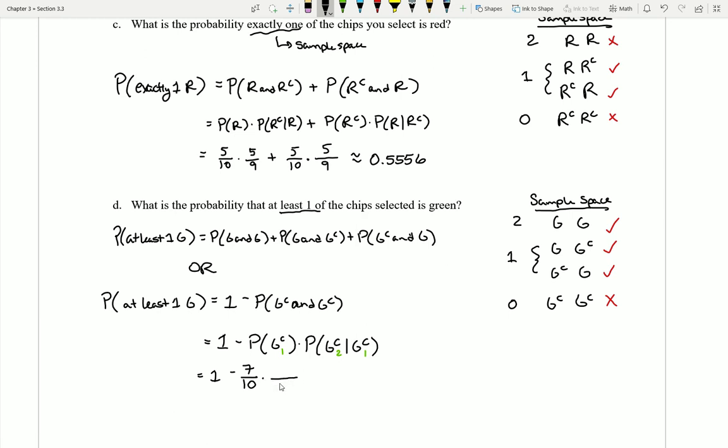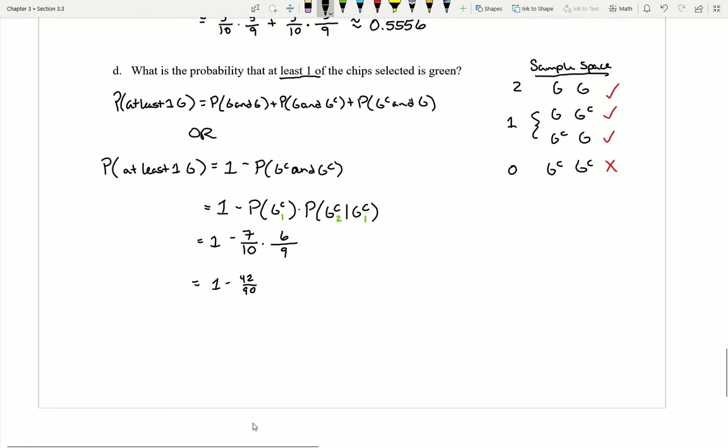Now if I've already pulled one of those chips out, there should be 9 chips remaining. And if there were 7 original non-greens, and I pulled one of them out, there should be 6 remaining. And so I end up with 1 minus 42 over 90, also known as 48 over 90, or if you just jumped right to the decimal, you end up with 0.5333.